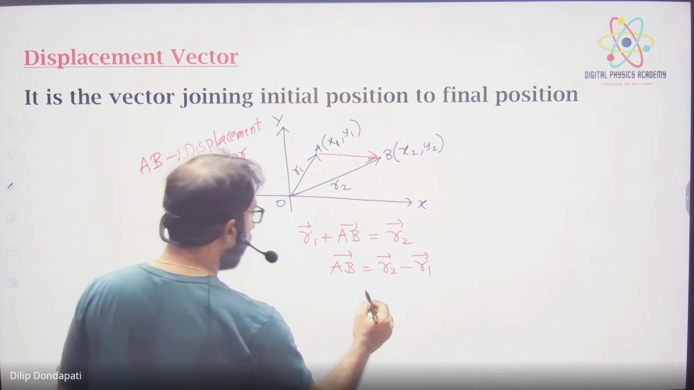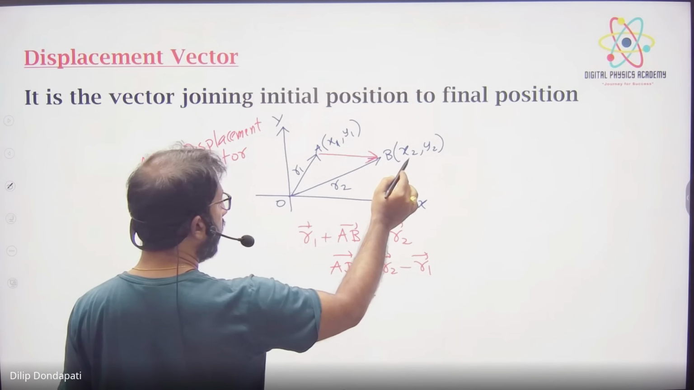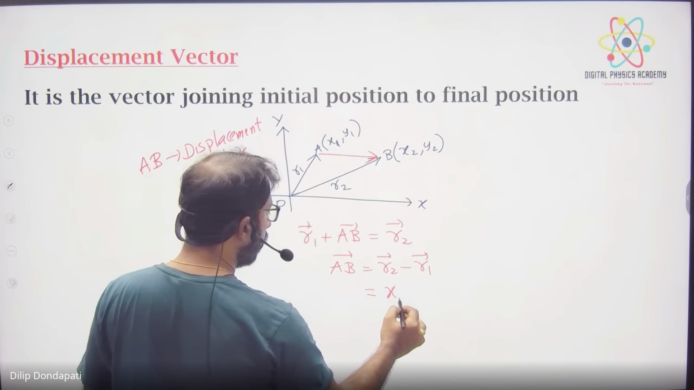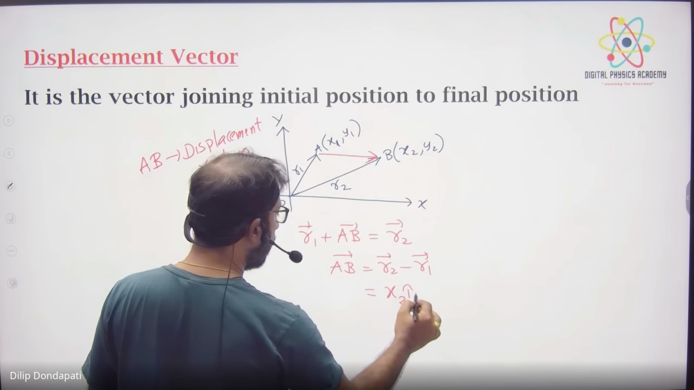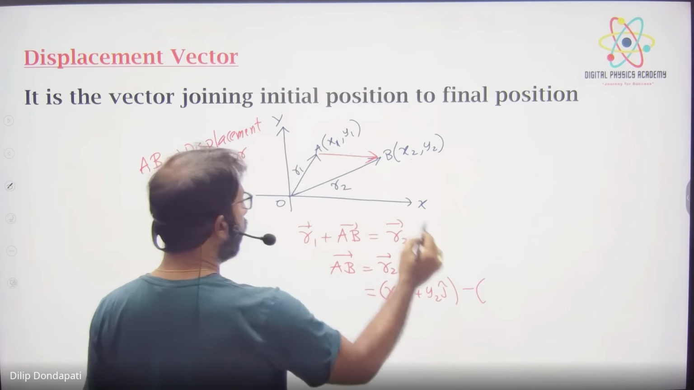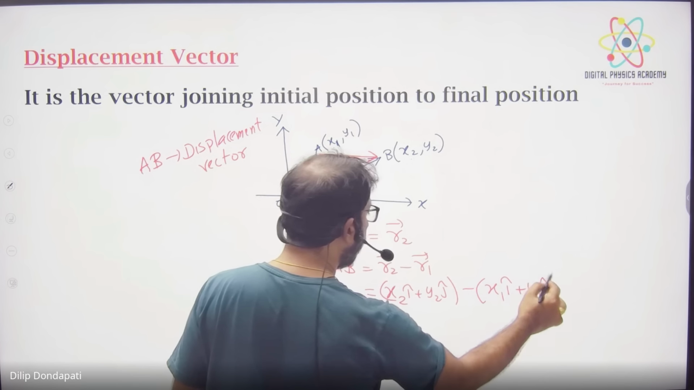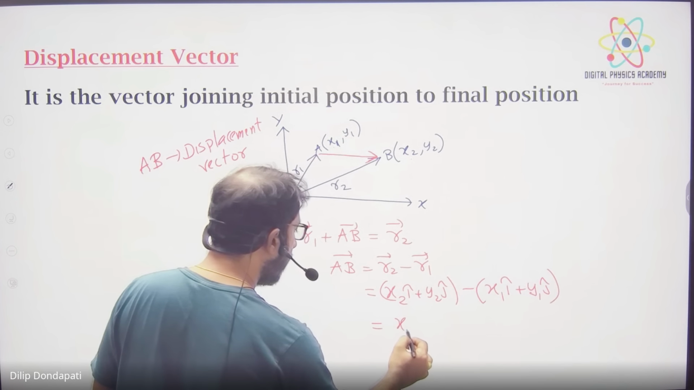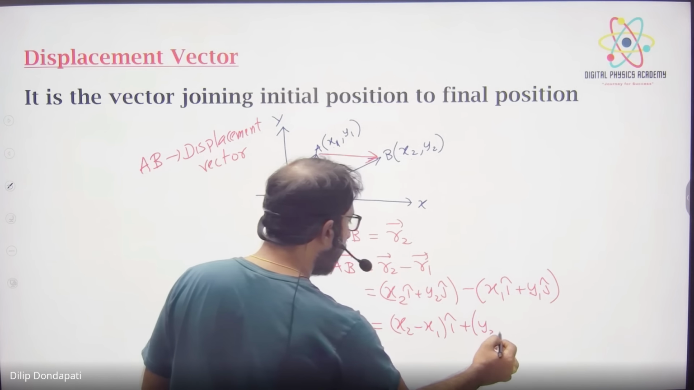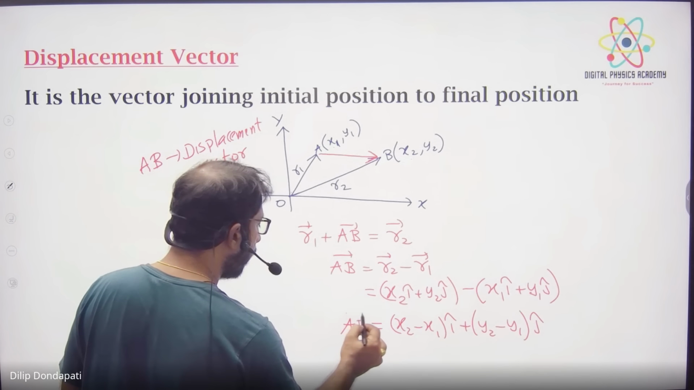Now if I want to write it in coordinate form, r2 is x2 i cap plus y2 j cap, minus r1 vector in Cartesian form, x1 i cap plus y1 j cap. Then if I take common, x2 minus x1 i cap plus y2 minus y1 j cap. This is nothing but the displacement vector.